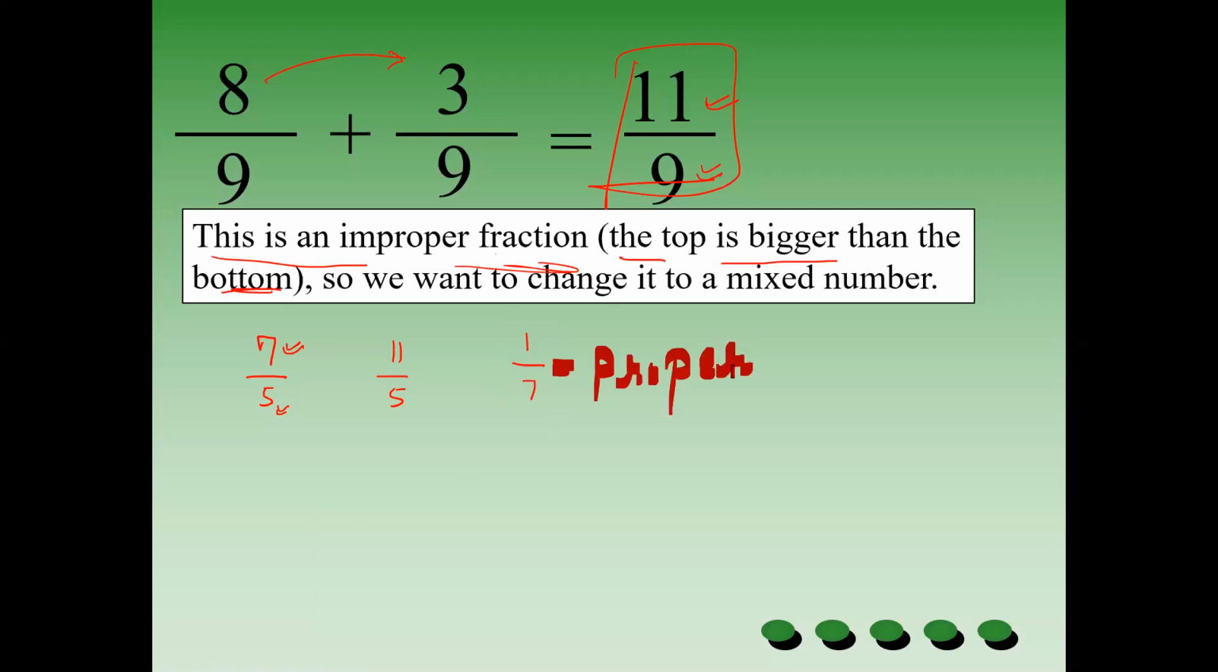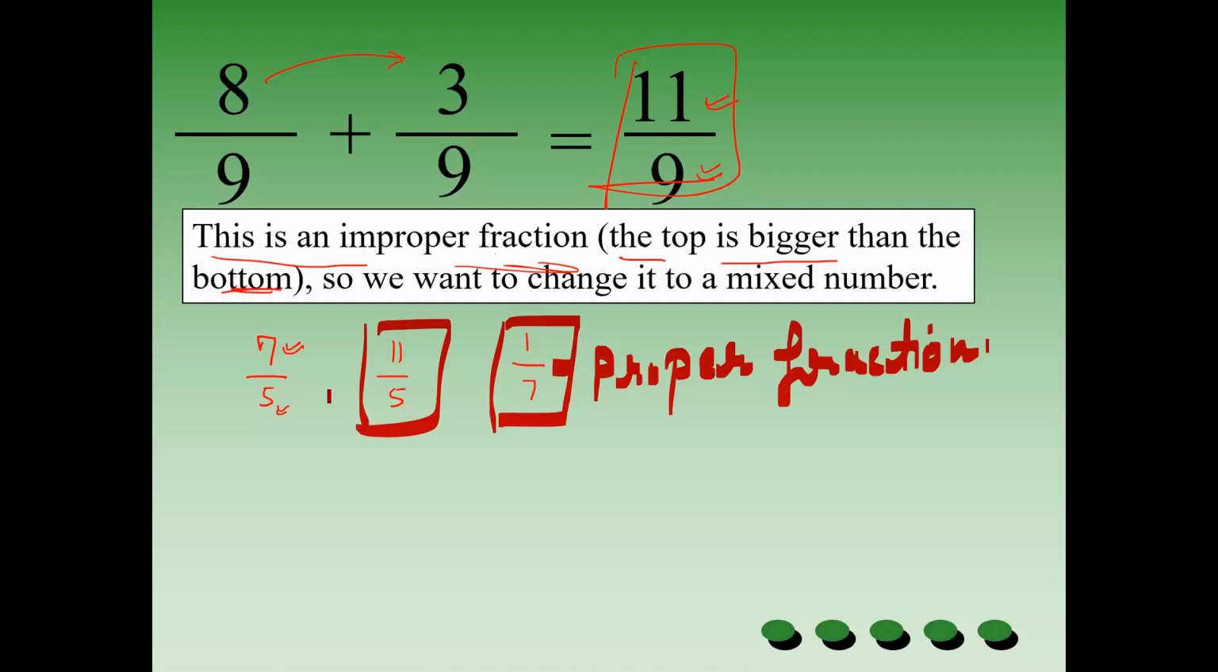Improper fraction. Proper fraction. This is a proper fraction. Why? Because the upper number is smaller and the lower number is greater. But this and this are improper fractions.